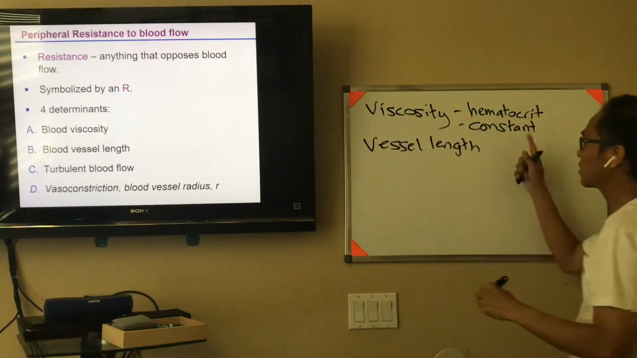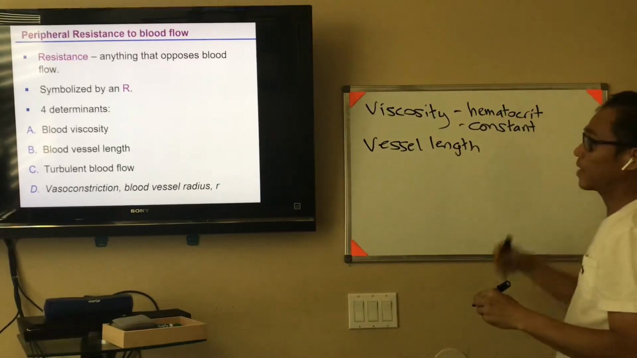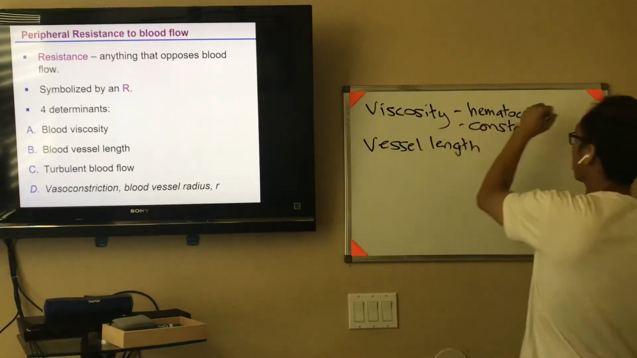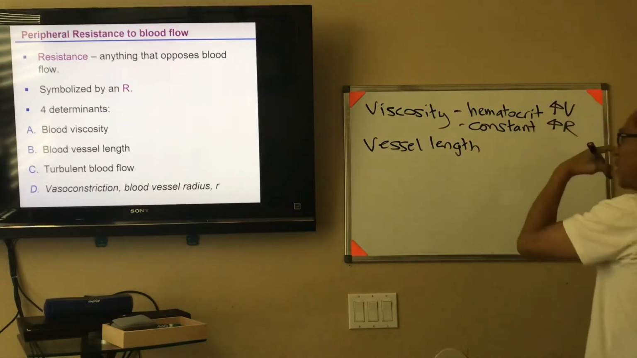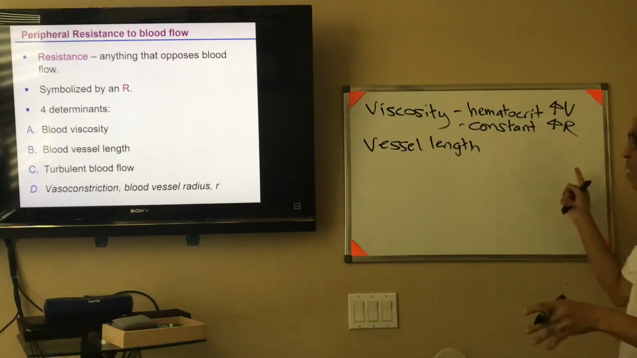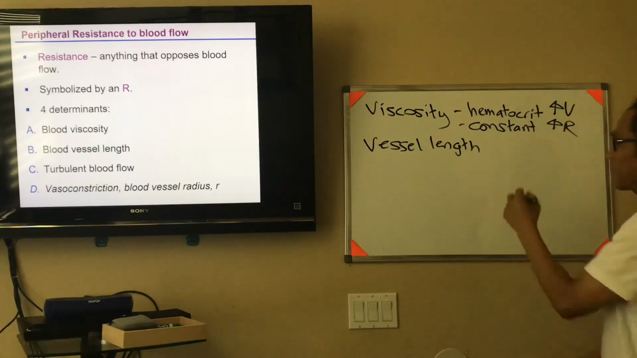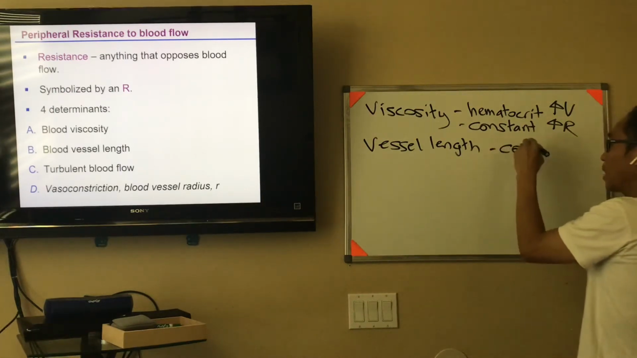Okay, well, for viscosity, the idea is if you increase viscosity, V, you increase resistance to blood flowing. But it's pretty constant, so I don't talk about it. But it's the same thing with vessel length. It's pretty constant in an adult when you stop growing.